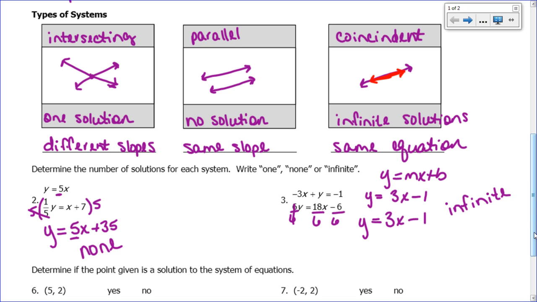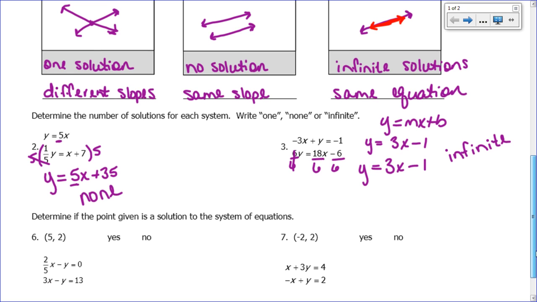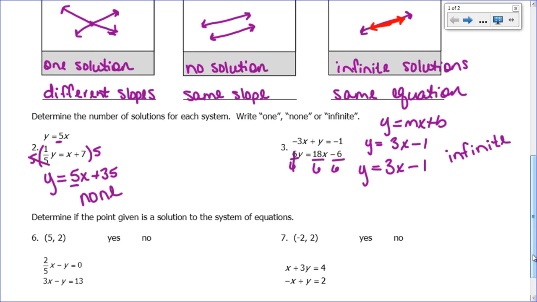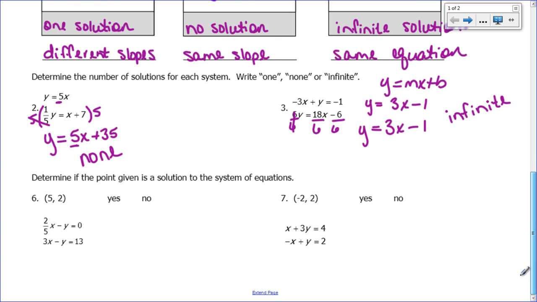So that's how we tell. We look at our equations, compare the slopes, look at the two, and see what's the same and what's not, and that's how we know how many solutions it has. Now, to determine if a point is a solution, and we did some of this in the notes over the weekend, but we're going to practice it again.